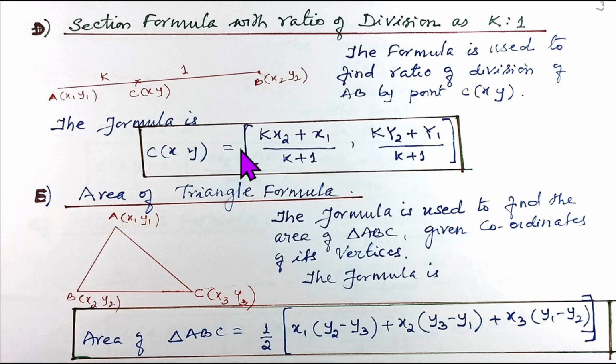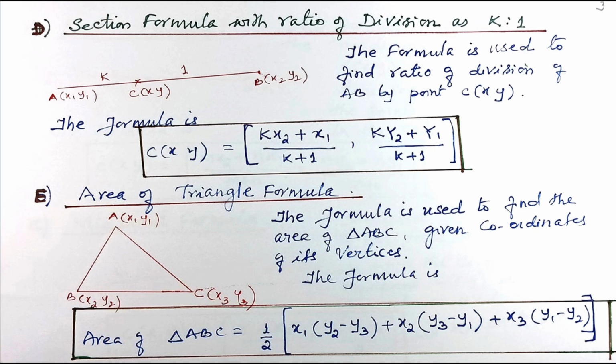So we are given C(x, y), and we are given A(x1, y1) and B(x2, y2). We have to find the ratio k:1. So we can equate x to (kx2 plus x1) divided by (k plus 1) and get the value of k:1, or the ratio of division of the line segment AB by C(x, y). Remember that. So that is the section formula with the division as k:1.